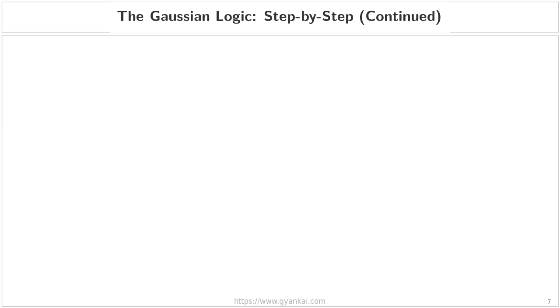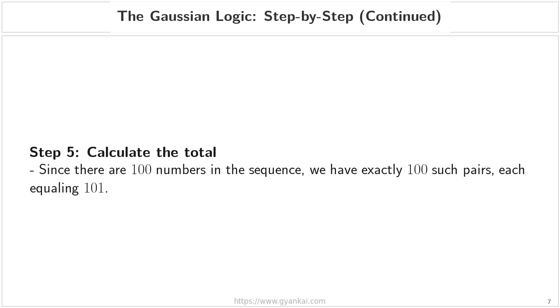The Gaussian logic, step by step, continued. Now that we have observed that every pair adds up to the same value, we move on to the final step, calculating the total. Take a look at what we have achieved so far. Since we are working with a sequence of numbers from 1 to 100, we have exactly 100 numbers in our list. Because we added the sequence to its reverse, we have created 100 of these pairs, and as we saw in the previous slide, each of these pairs equals 101.